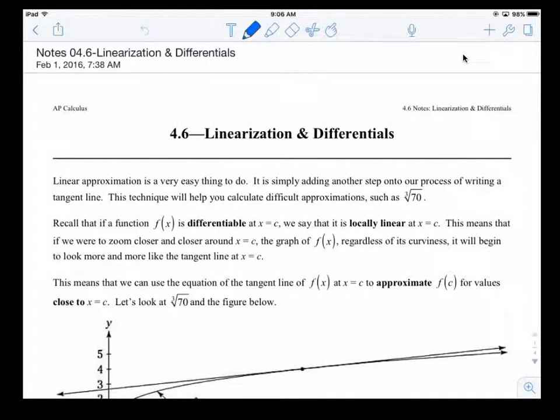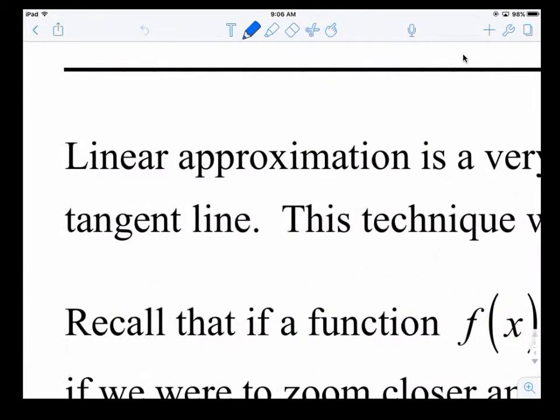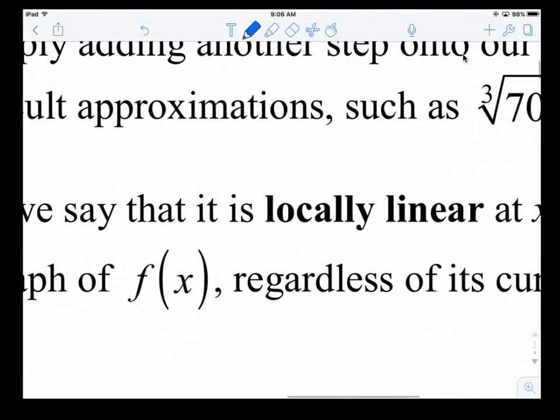All right, so we have two more sections for derivatives. We have linearization and then related rates. So linearization is what we're going to be doing, kind of approximating certain things using the tangent line, right?